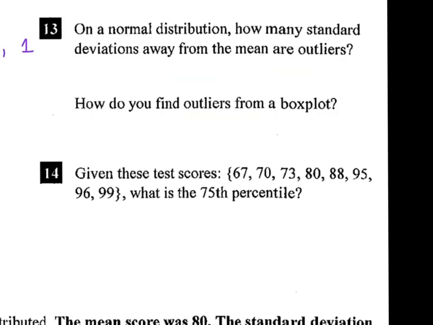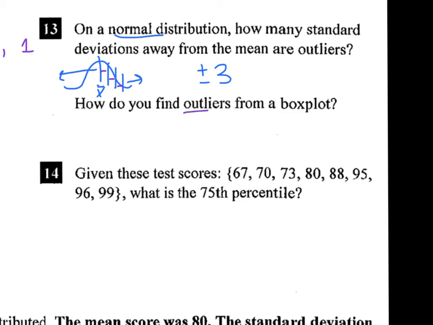If you have a data set that's normally distributed, so the bell curve, how many standard deviations away from the mean are outliers? Well, remember, the mean is in the middle, x bar, and outliers are more than 1, 2, 3 standard deviations away on either side. So it's plus or minus 3. And just to clarify, each one of those lines I drew, that's how far a standard deviation is.